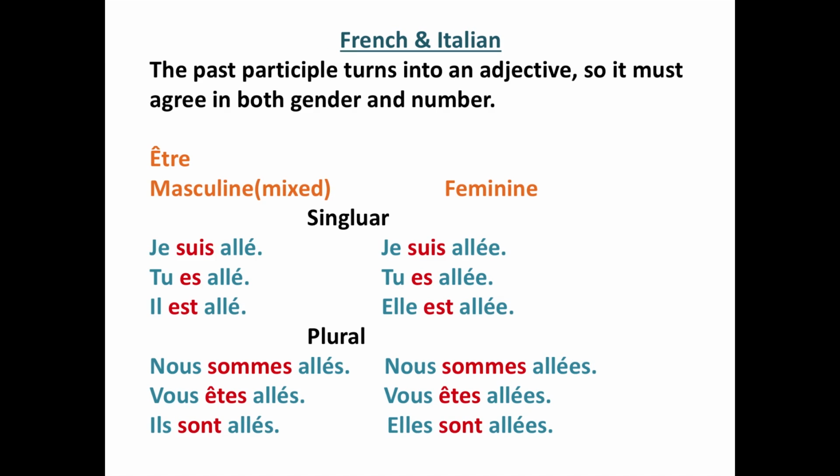The past participle turns into an adjective, so it must agree in both gender and number, since you're saying is and not have. So if you are talking about one person, you would not put an S here, you would be in the singular. If it's in the plural, you would add an S, and it would be in the plural. If you're talking about men, it would be in masculine, and women in the feminine. If you are a group of men and women, you would use the plural forms of the masculine.